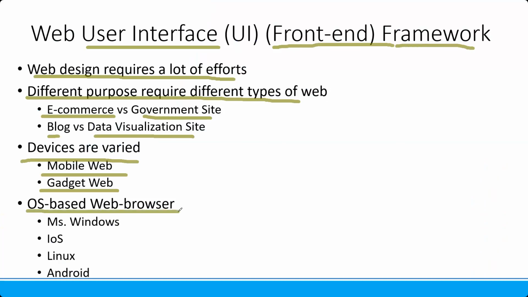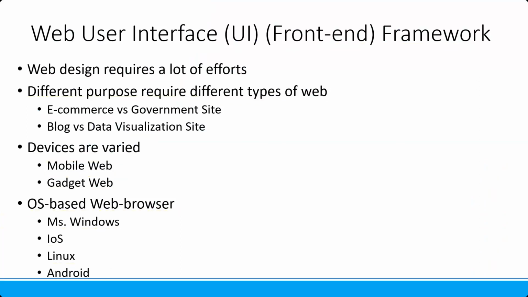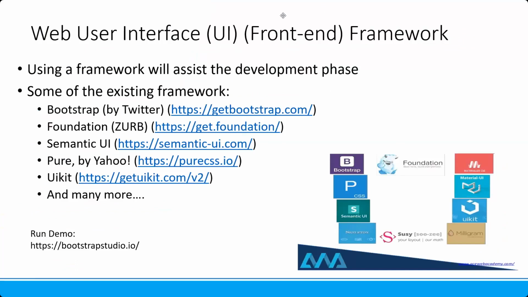And the OS is also different. Some of you use Windows, some use iOS, some may use Linux, or if you are accessing using mobile, you use Android, etc. So it's complicated to make a good user interface. So some frameworks exist. When you use a framework, it will assist the development phase. So you don't need to create everything from scratch with HTML and CSS, etc. You can just use the framework and call the function.